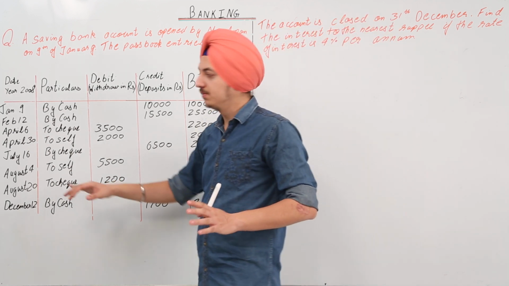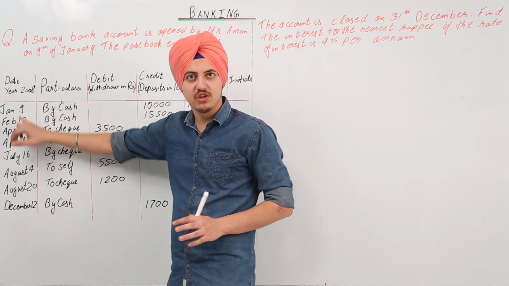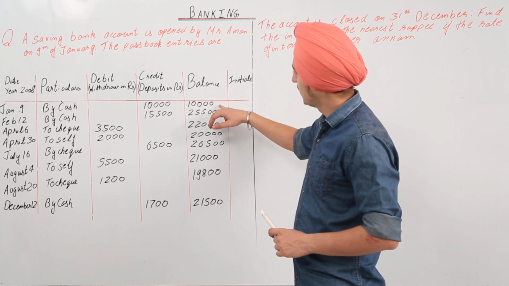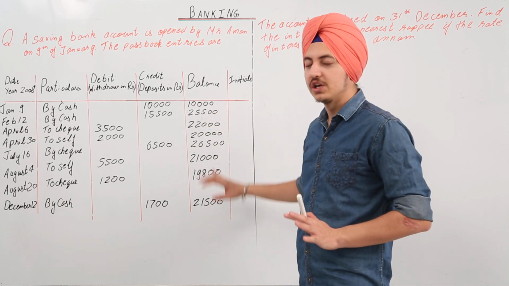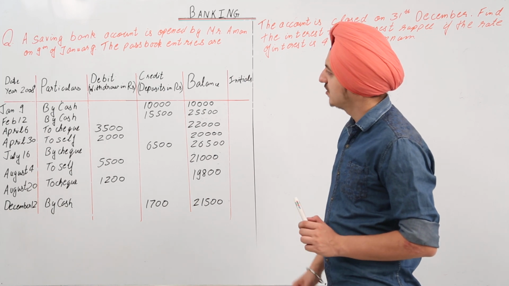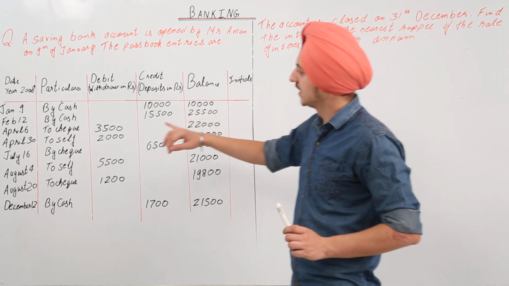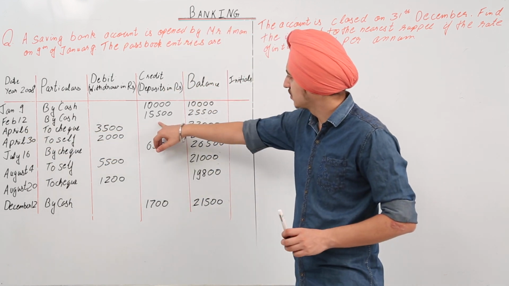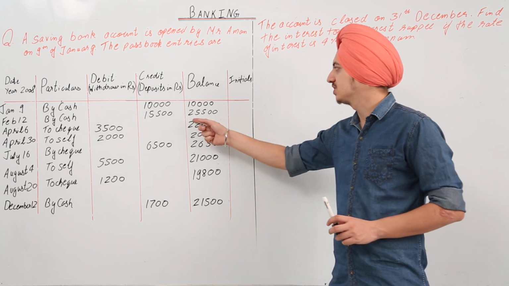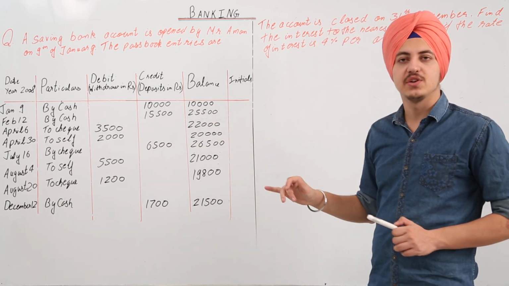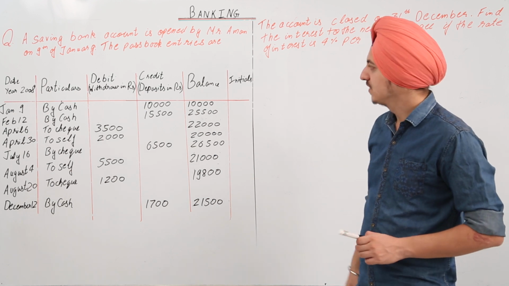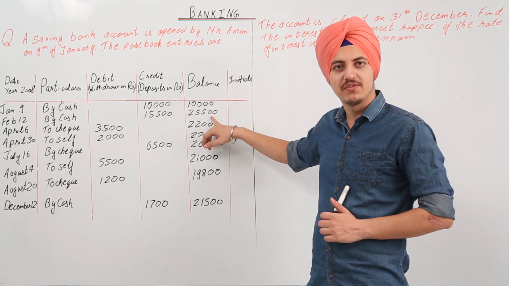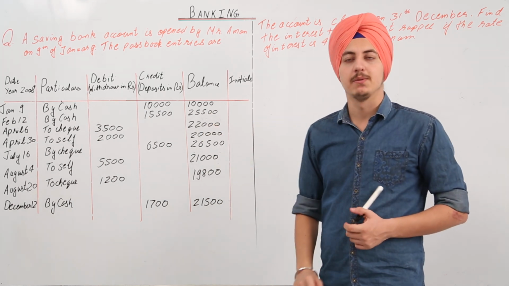So the minimum balance was 0, and there would have been no interest for the month of January. But since in this problem the account is opened on the 9th of January, for the month of January the minimum account balance is rupees 10,000. Then the next entry is on the 12th of Feb. That is again a deposit of 15,500 rupees. So the balance is 25,500.